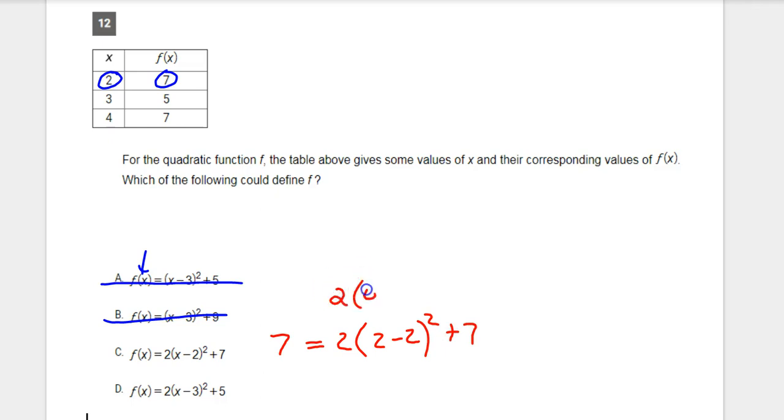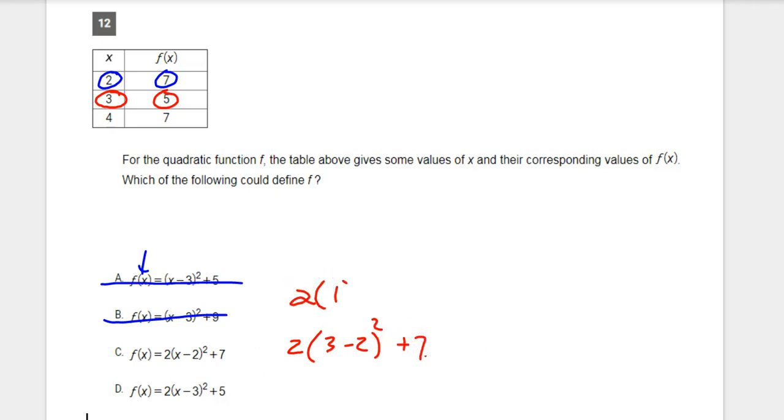You get 2 times 0 squared plus 7. Well, that does work. So you don't want to get all happy and pick that one, because not only does 2, 7 have to work, but you also have to test 3, 5 and see if 3, 5 works in that one. So I redo it, and I say, okay, let's put in 3, 5. 2 times 3 minus 2 squared plus 7. Well, that's 2 times 1 squared plus 7, which is 2 plus 7, and that does not equal 5. When I put 3 in, I was supposed to get 5.